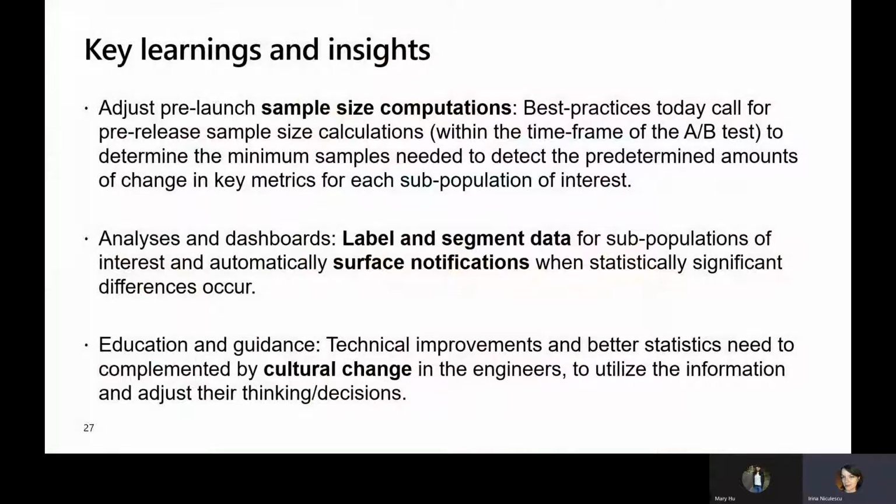To conclude our presentation, key learnings and insights. Adjust the sample size computation, label and segment data, surface notifications, but most importantly, I think it's a cultural change in the engineers to utilize the information and adjust their thinking and decisions.